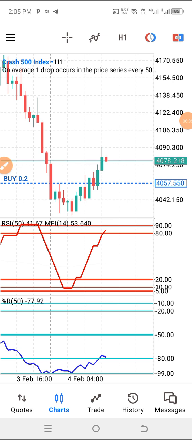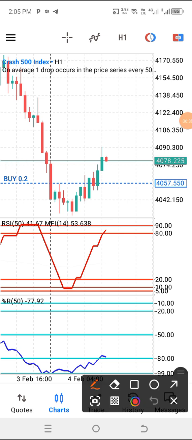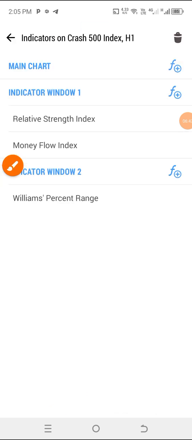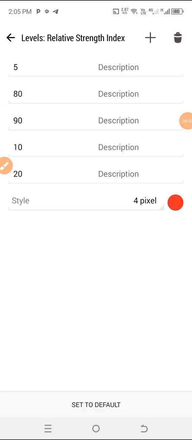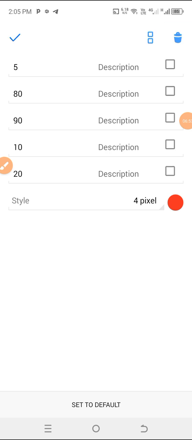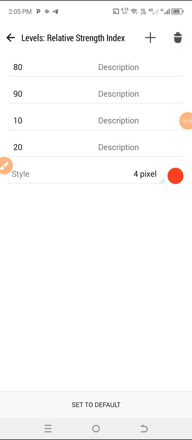Exactly. So the settings for this indicator, when you click on this chart here, on this icon here, it's going to take you to where the settings are. The RSI, here is the period 50. Then the levels should be 80, 90, 10, 20. Ignore this 5. We don't need it. Once price crosses above 20 in the RSI window, and your MFI is around 20, 30, 40, you can buy.